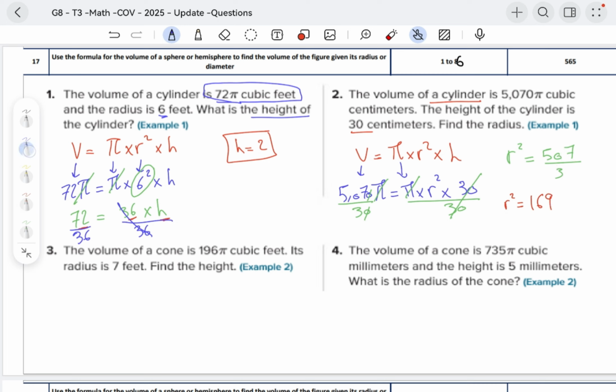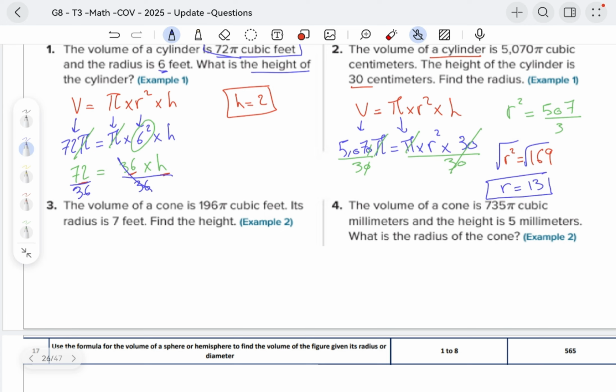Okay, the last step, we need to find the value for r, not r squared. So we're going to take the square root for both sides. The square root of 169 is 13. So the radius is 13. Okay.